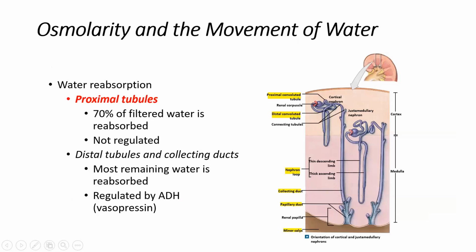This is really repetition, but I'm just going to go over this quickly just for the sake of repeating it. We talked about the mechanism by which water is reabsorbed across the proximal tubule. It's not regulated. 70% of the water is reabsorbed here. And then across the distal tubule and collecting duct, most of the remaining water is reabsorbed as well. This area is regulated. So hormones are going to play a role here, mainly antidiuretic hormone or vasopressin.